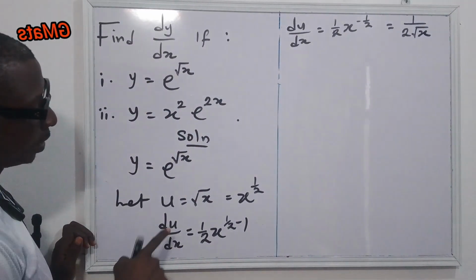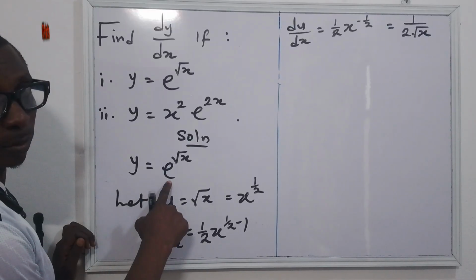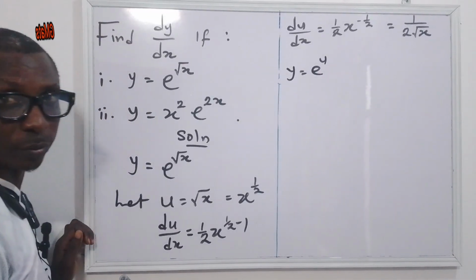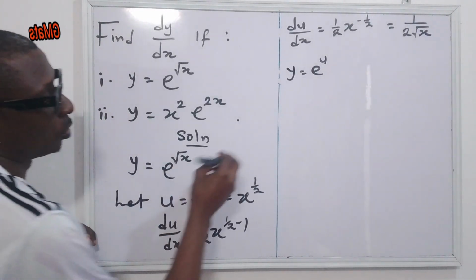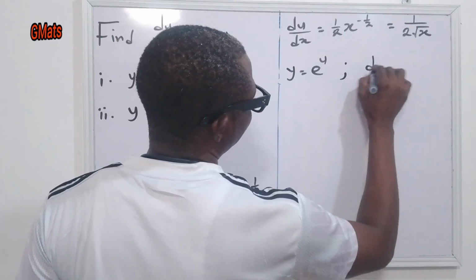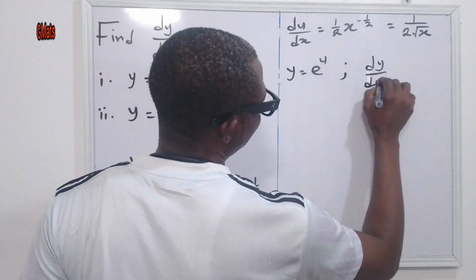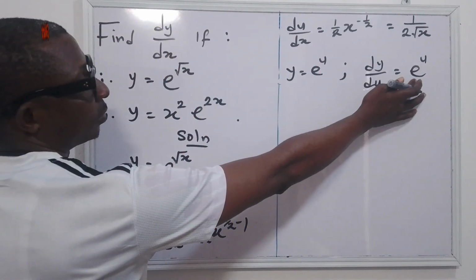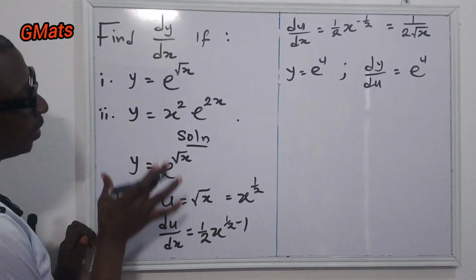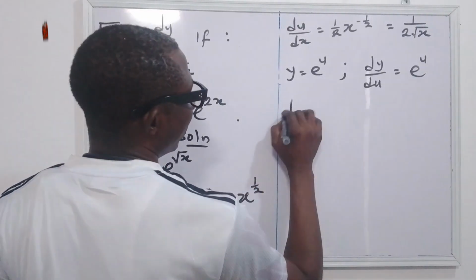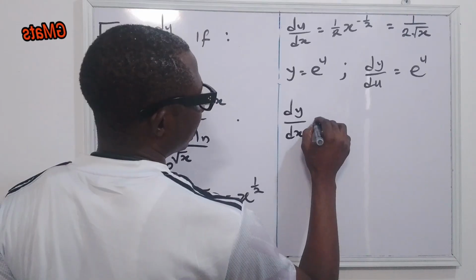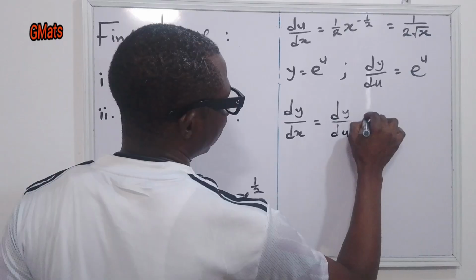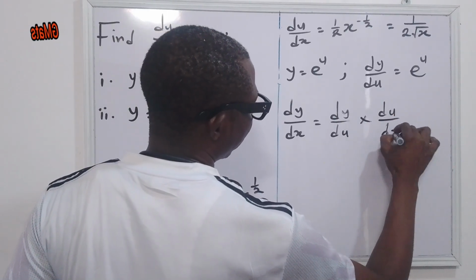Now let's look at this. y will now be equal to e raised to the power of u because we have changed this to u. So dy/du will be e raised to the power of u. That is what we're going to have. Now let us find the dy/dx. Now dy/dx equals dy/du times du/dx.